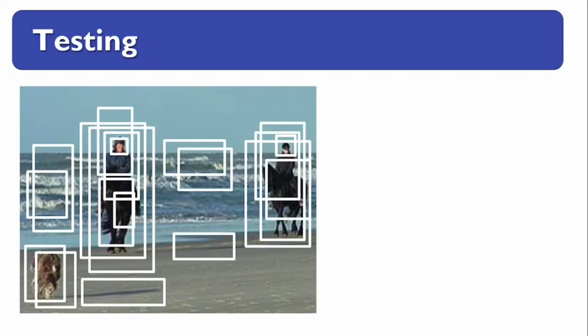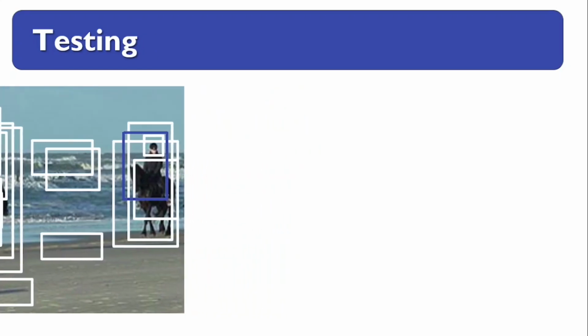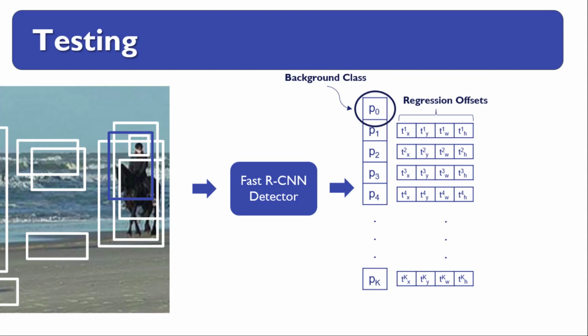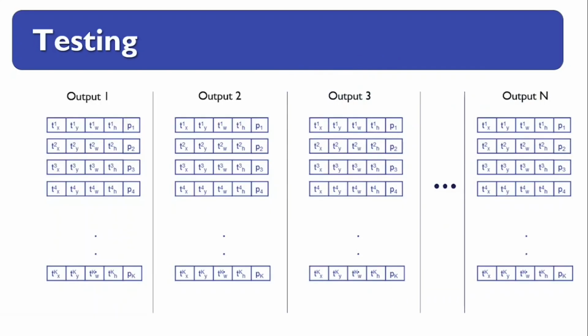Once it is trained, for each of the region proposals, the Fast RCNN detector outputs a probability distribution over k classes including background and the regression offsets for each of the k classes. We assign the probability of each class as the detection confidence to the corresponding regression offsets. That is, if there are n region proposals, we obtain the outputs as shown here. Each row here corresponds to the bounding box outputs for a particular class.